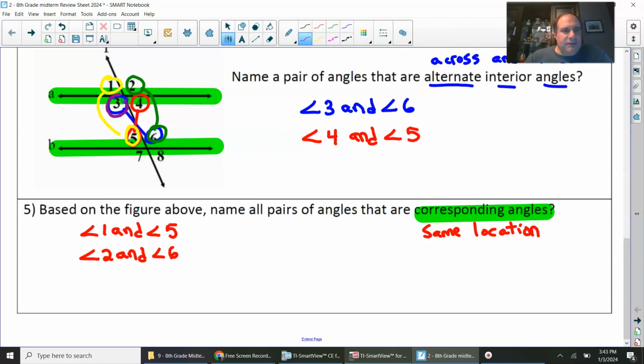Angle 3 and angle 7 are in the same location. So, angle 3 and angle 7 are corresponding. And then finally, angle 4 and angle 8 are in the same location, the lower right, and then lower right of the bottom. Those are all the angles that are corresponding angles.